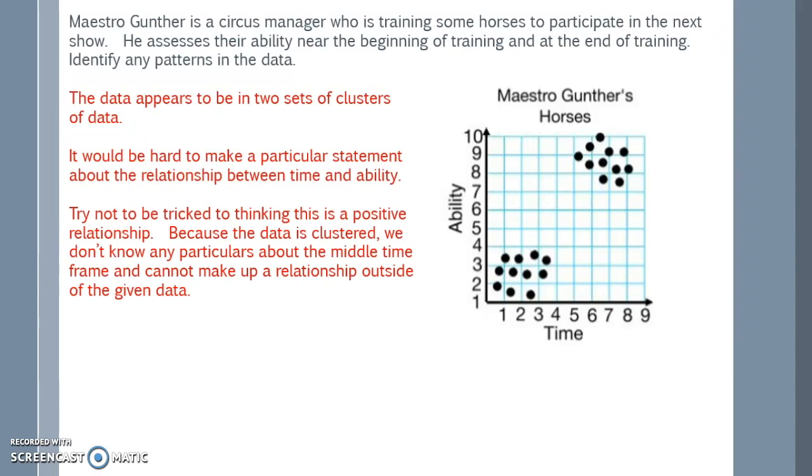Try not to be tricked into thinking this is a positive relationship. Because the data is clustered in such a way, we don't know any particulars about the middle time frame and cannot make up a relationship outside of the data which we know.